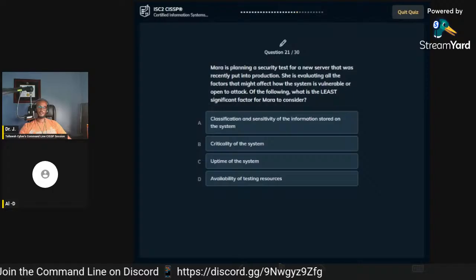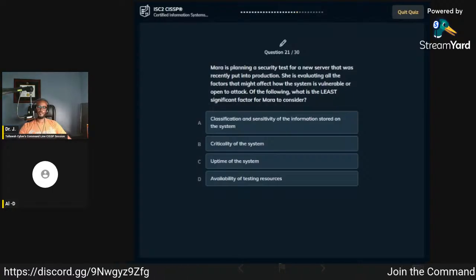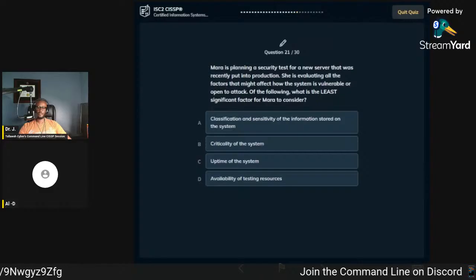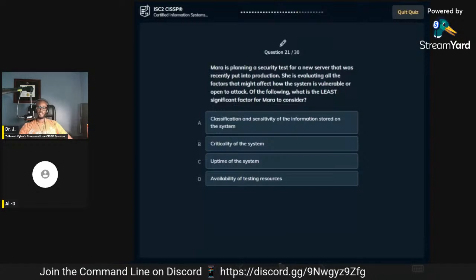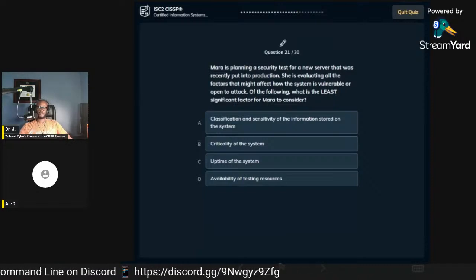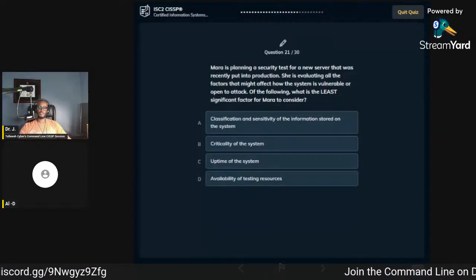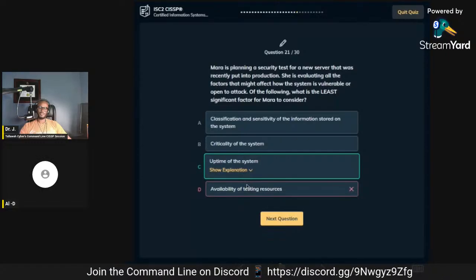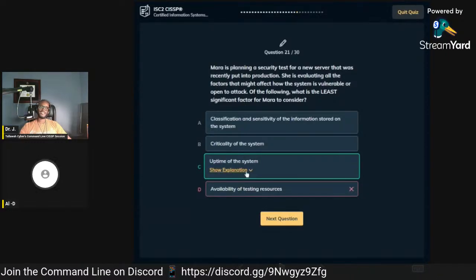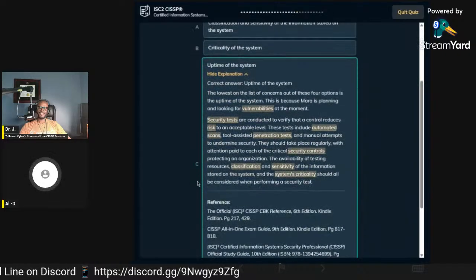Yeah, I mean, the uptime, the availability of the system that's in production, that's very important. So that's what I say. I think Alpha through Charlie are the ones you keep, and then Delta is the one that would be the least significant factor amongst these choices. But let's go with D. Oh my gosh. Yeah, that's why I was like, I knew it was availability, but I didn't know which one.